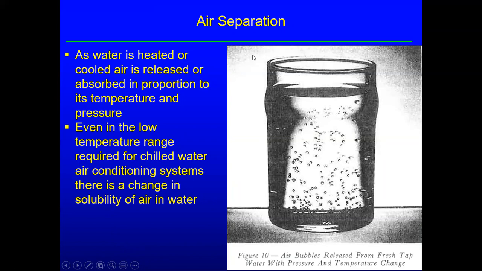So what we see: when water is cold, it holds more gas, and when it's at higher pressure, the pressure can force gas into it. So high pressure, low temperature means a lot of oxygen or nitrogen or air, however you want to think about it, goes into solution in the water. So even in the low temperature range required for chilled water air conditioning systems, there is a change in solubility of air and water.